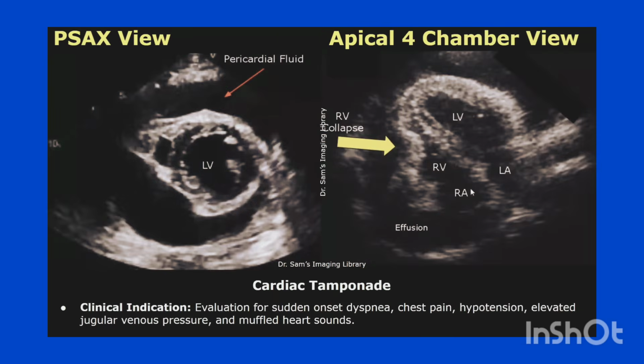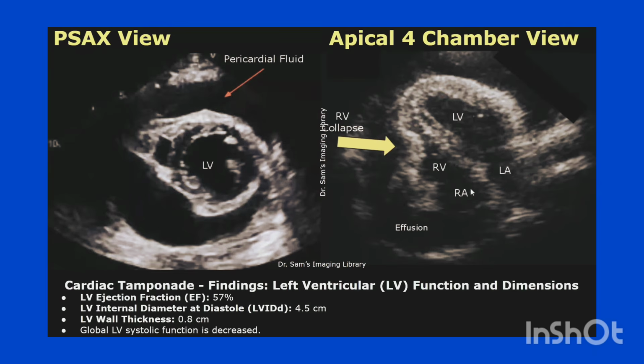This is a case of cardiac tamponade. Clinical indications are evaluation for sudden onset dyspnea, chest pain, hypotension, elevated jugular venous pressure, and muffled heart sounds. The ejection fraction is 57%. Left ventricle internal diameter at diastole is 4.5 centimeters. The wall thickness of the left ventricle is 0.8 centimeters. Global LV systolic function is decreased.